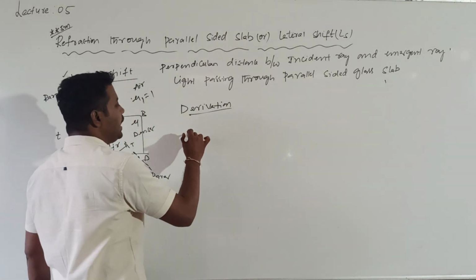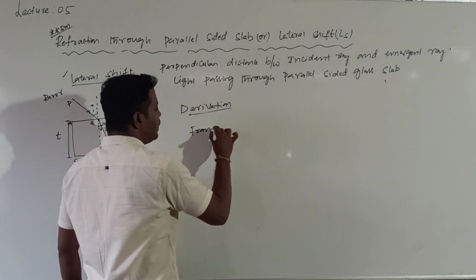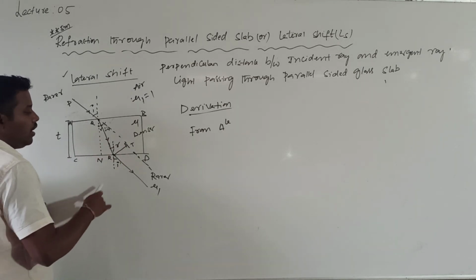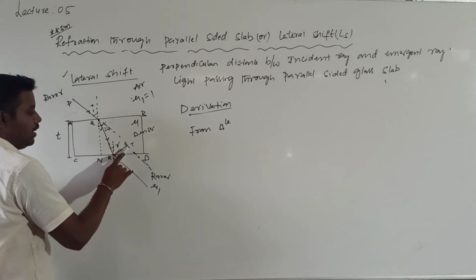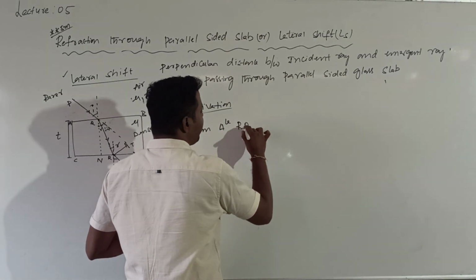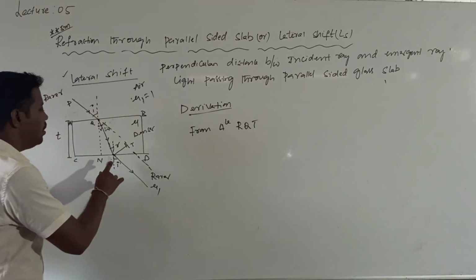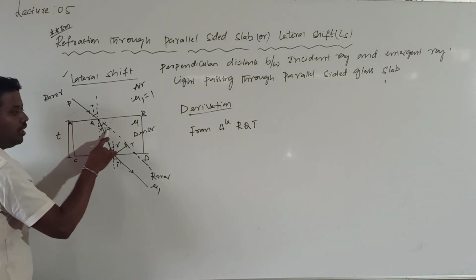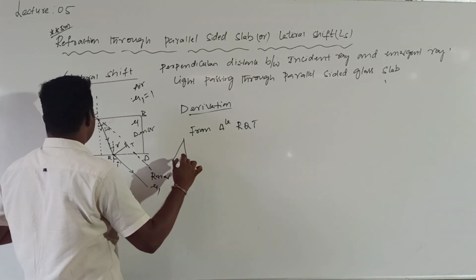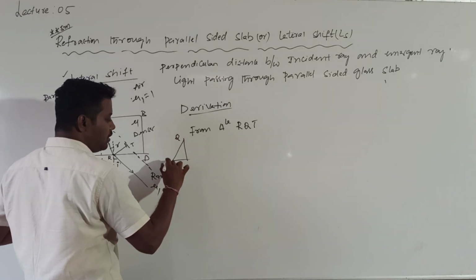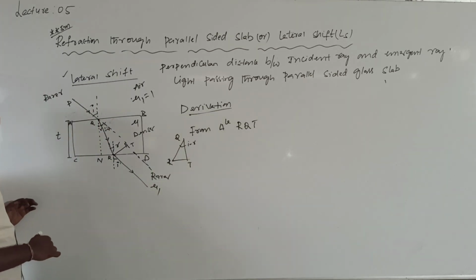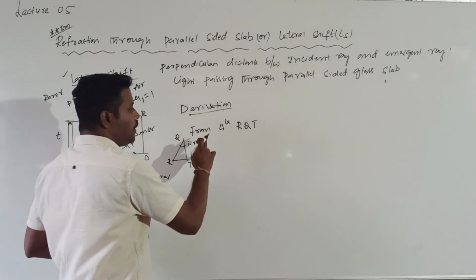So from the triangle QRT, the right angle is at T. Which angle am I considering? Angle RQT, the angle at Q, is i minus r. If you want, I will draw. So this is the triangle: this is Q, this is R, this is T, and this angle is i minus r. Correct?